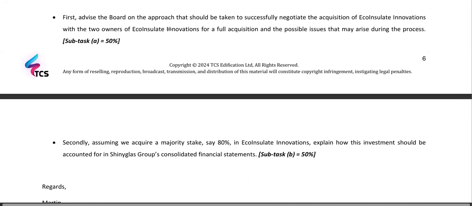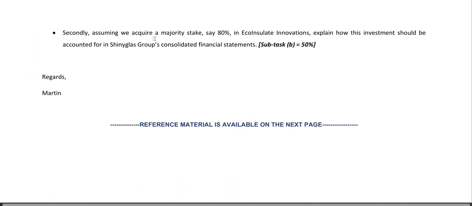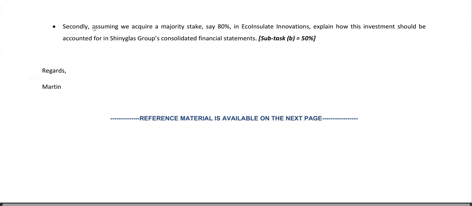Now, moving on to subtask B, we are told that, assuming we acquire a majority stake, say 80%, in Eco-Insulate Innovations, explain how this investment should be accounted for in Shinyglas Group's consolidated financial statements. So it's a requirement weighted at 50%.